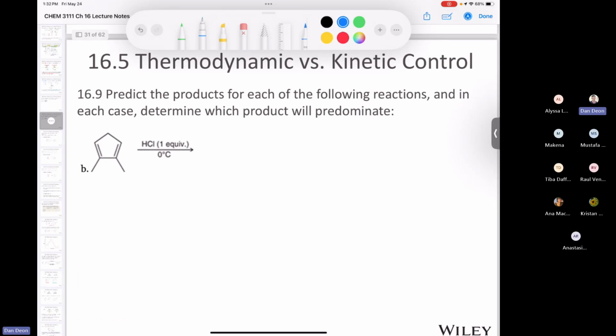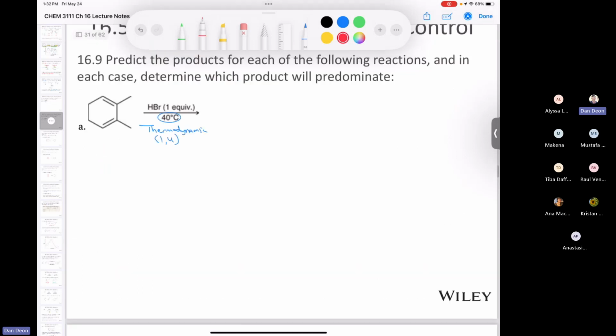It's 16.9b. It's the same question with a little bit different substrate, but now you're doing 0 degrees Celsius. And so when we're at 0 degrees Celsius, it's going to be the kinetic product that is going to predominate. And remember, that's the 1,2 adduct. Okay, we're going to draw both, and then we're going to just say which one is the major product.